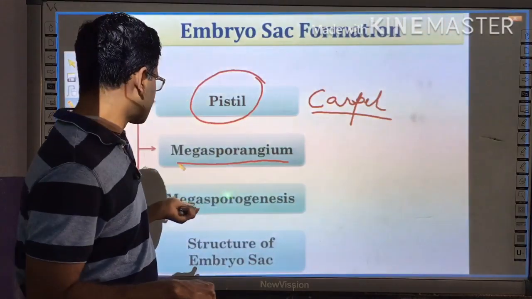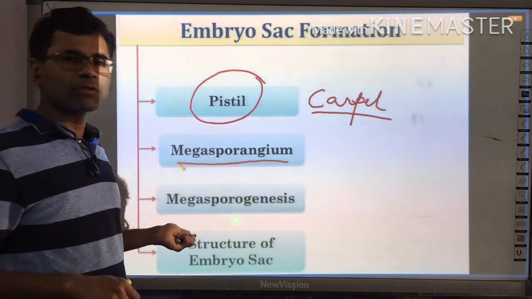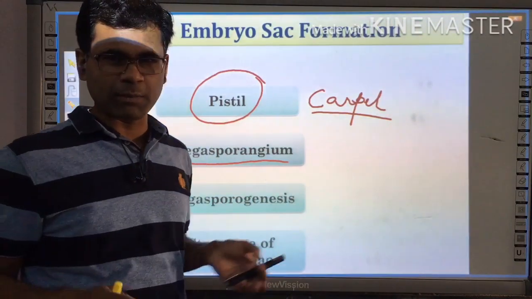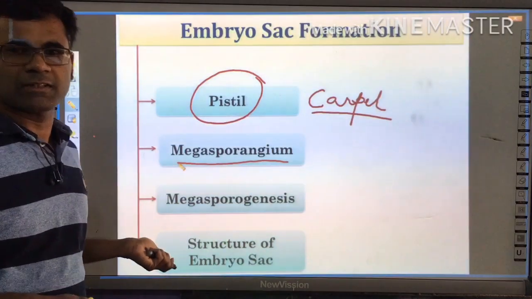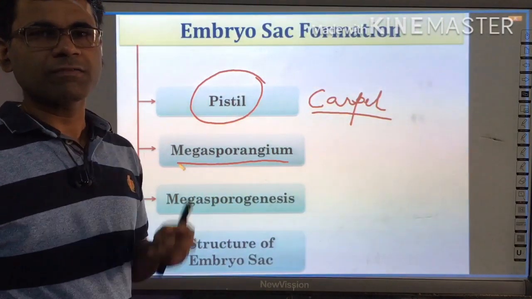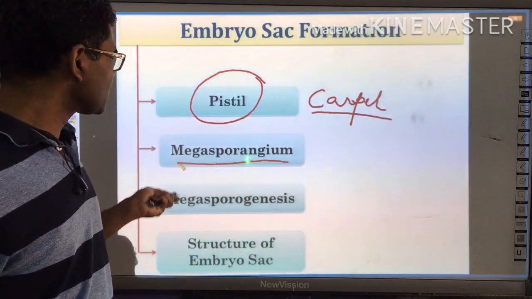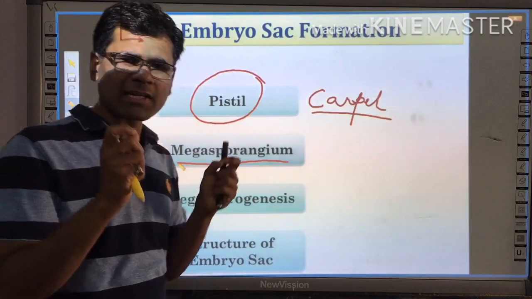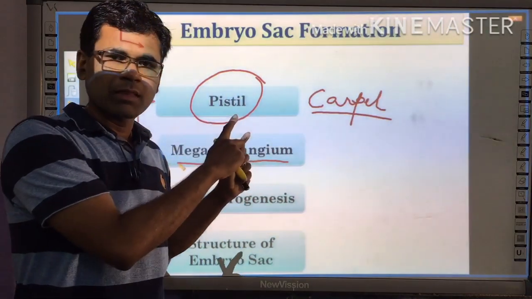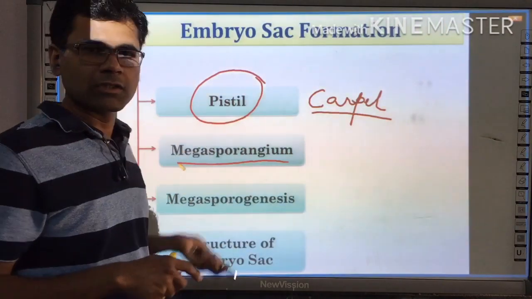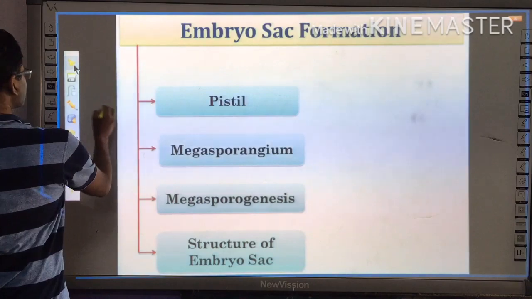The third one is megasporogenesis, that is, how the process of megasporogenesis takes place. And the fourth one is the structure of embryo sac, that is, what the complete structure of the embryo sac is. So in embryo sac formation, these are the four important topics, which are exactly the same as in the microsporogenesis that we have studied, and now we will continue with this topic. So let us begin with our first one.